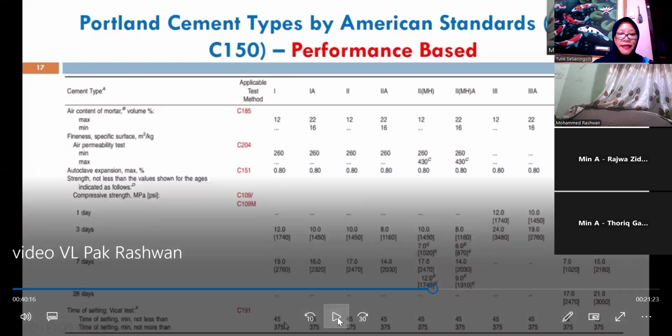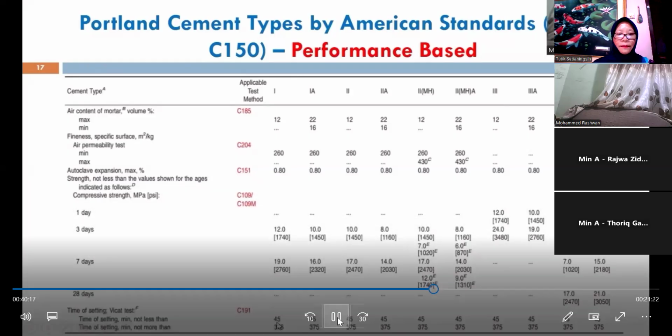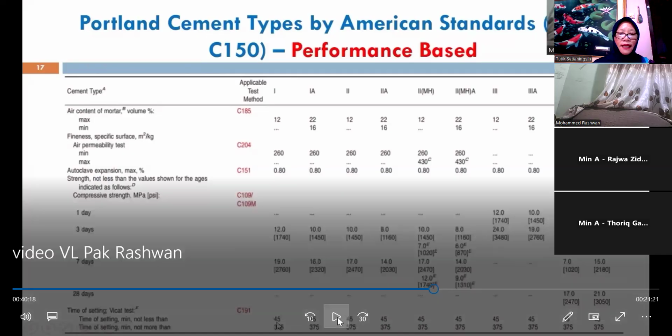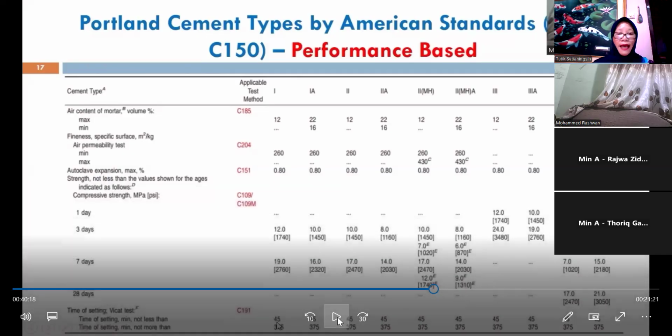Jangan lupa ngisi presensi ya. Not more than 375. Presensi di link Zoom. Ya, Bib ya, jadi sudah ya. Silakan diisi. Masih 18 orang yang ngisi.